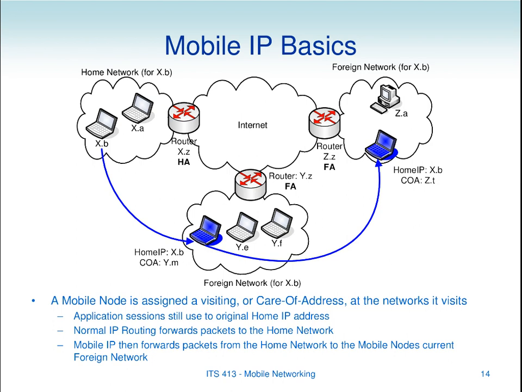So some terminology that we use in this case, we refer to our home network. Every mobile device has a home network. For example, my SIT laptop, its home network where it gets its original IP address is SIT's network. If I move into another network, that other network is a foreign network. So from the perspective of X.B, this is its home network. This is a foreign network. Every other network, in fact, is a foreign network to X. So we have home and foreign networks.